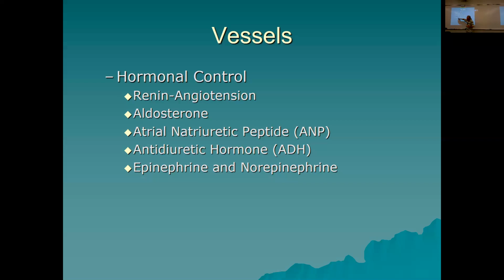And this will actually be, so we're going to look at now the renin-angiotensin system, and it has a link with aldosterone, and it has a link with actually constricting blood vessels. So let's take a look at that right now.